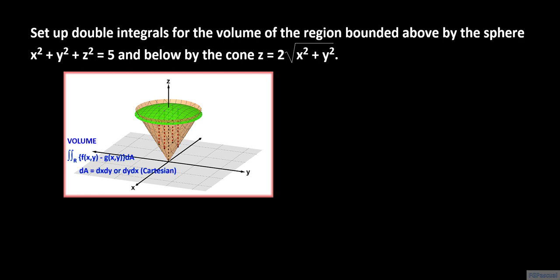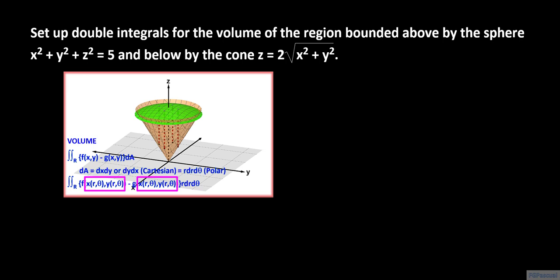But because of the shape of the solid and the bounding surfaces, it might also be worth it to set up the volume double integral using polar coordinates with the variables r and theta. In polar coordinates, the volume can be written as the double integral over the region R of f of x of r theta, y of r theta, minus g of x of r theta, y of r theta. The element of area is r dr d theta. X of r theta and y of r theta simply mean that we replace x and y by what they are in terms of r and theta.